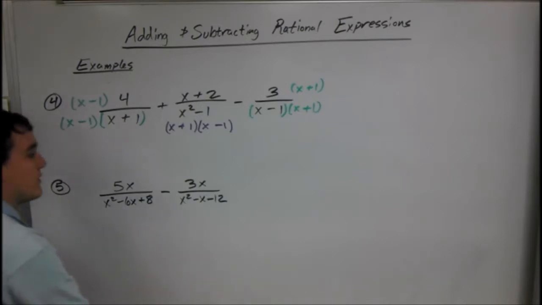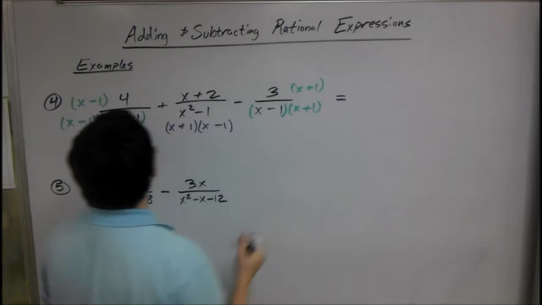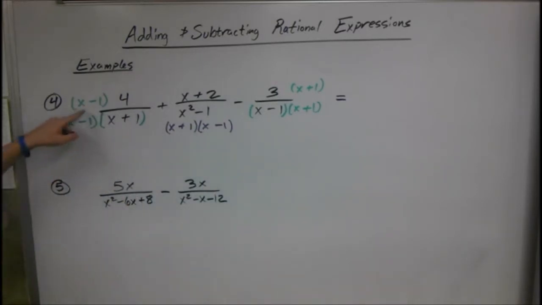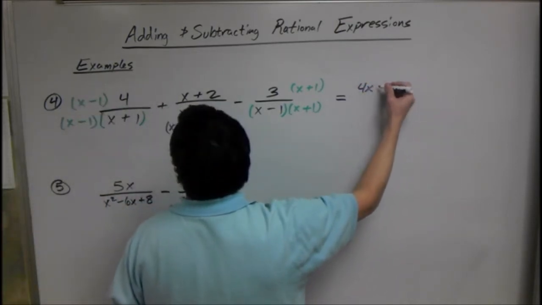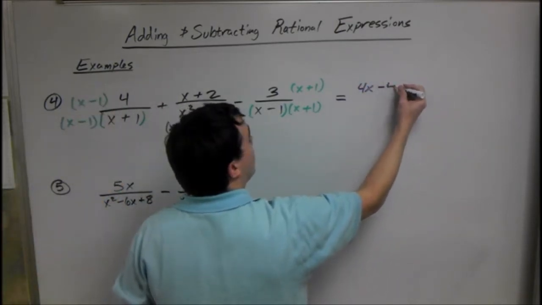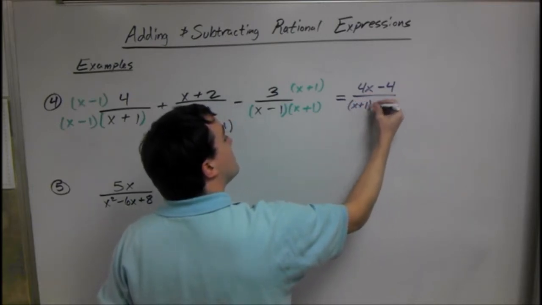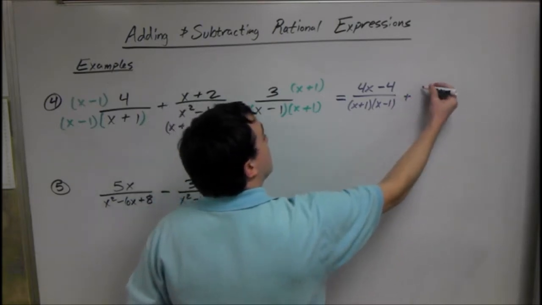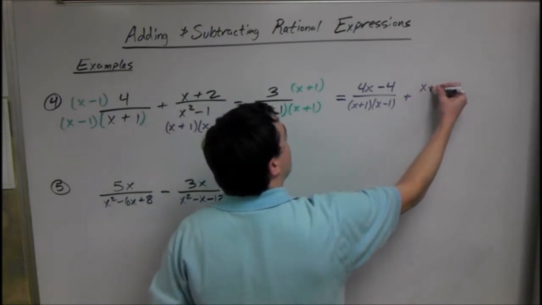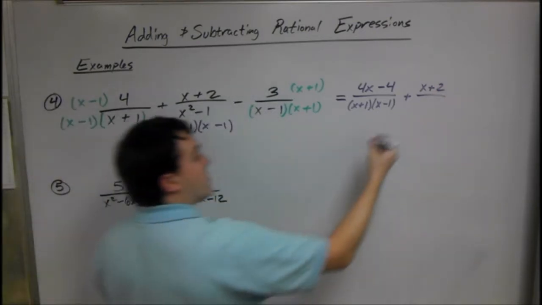So first we simplify that. So that gives us, we have to distribute our 4. 4 times x is 4x. Minus 4 times 1 is 4. And that's over our common denominator, x plus 1, x minus 1. Plus, this one doesn't change, x plus 2. Write the common denominator in your broken up form, x plus 1, x minus 1.